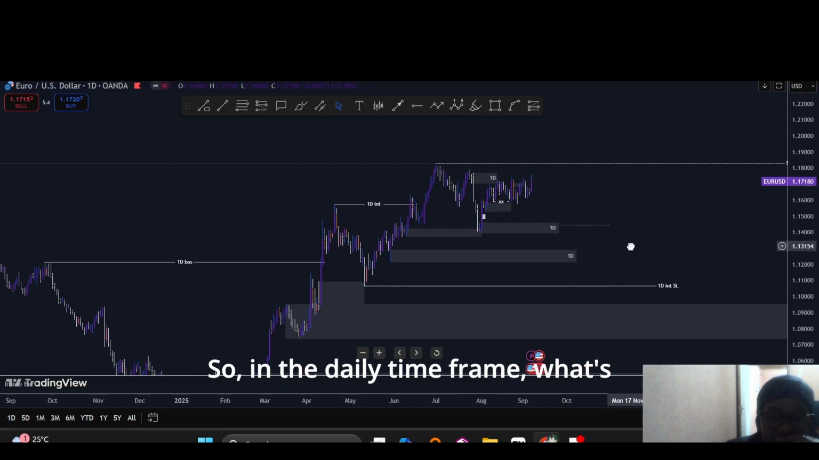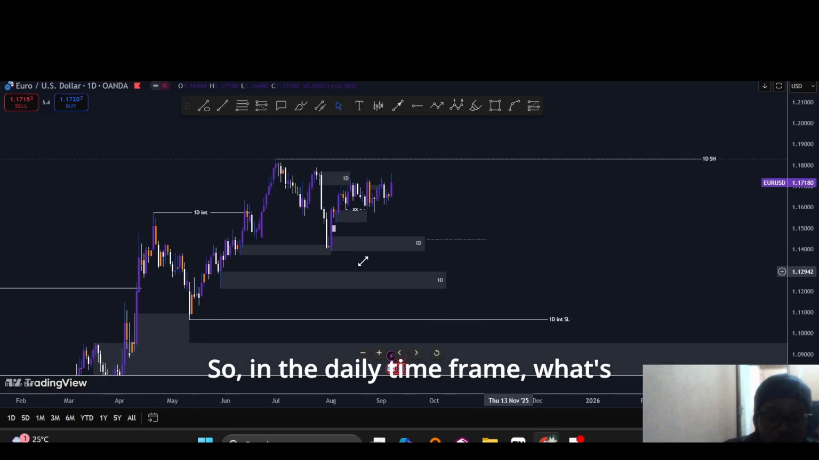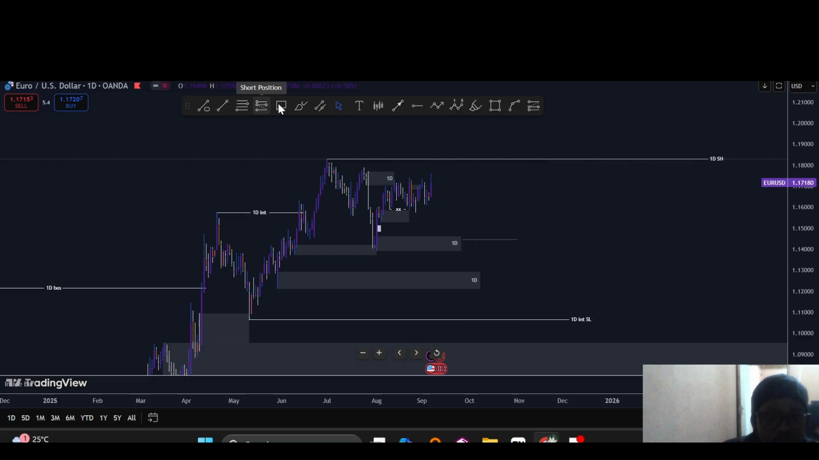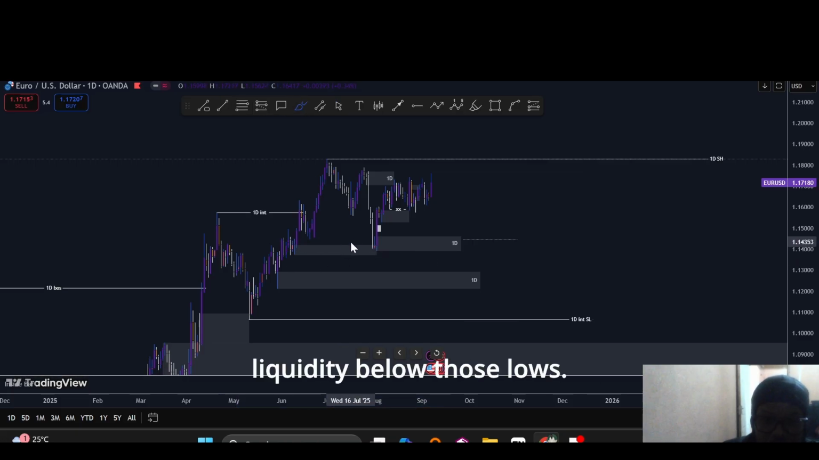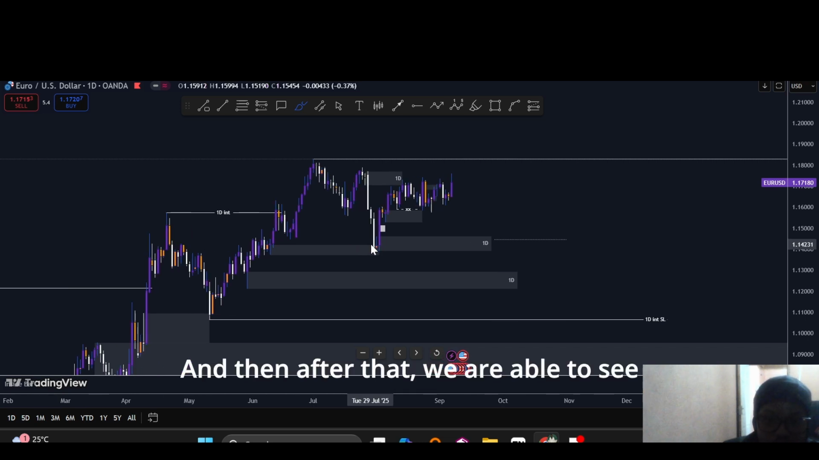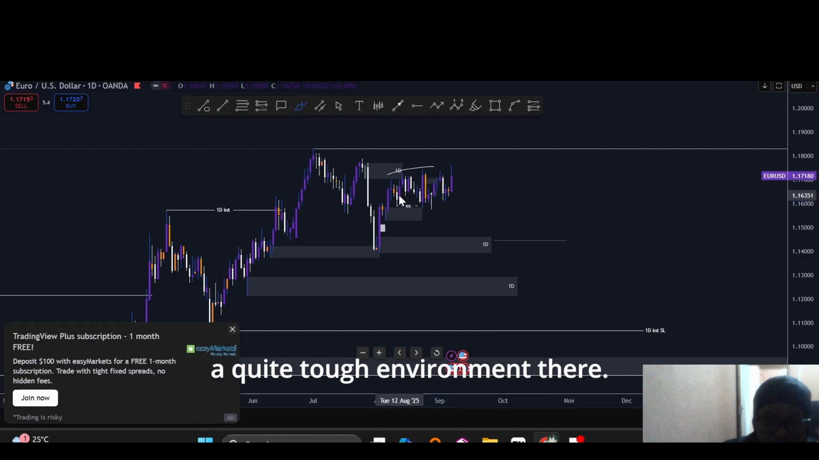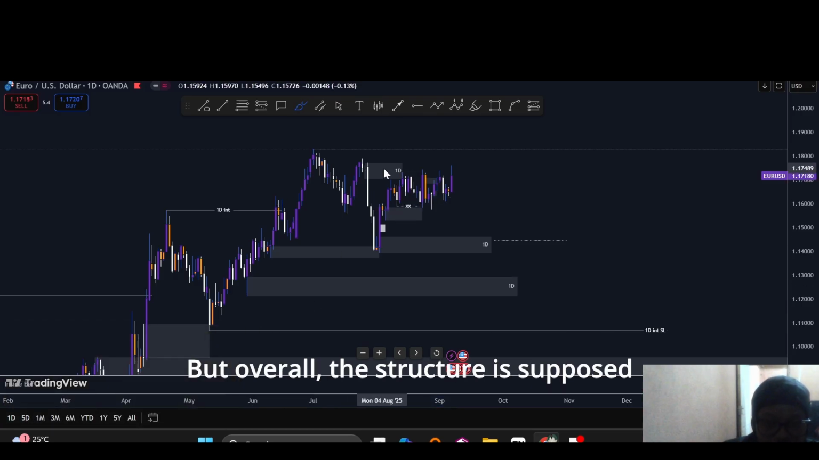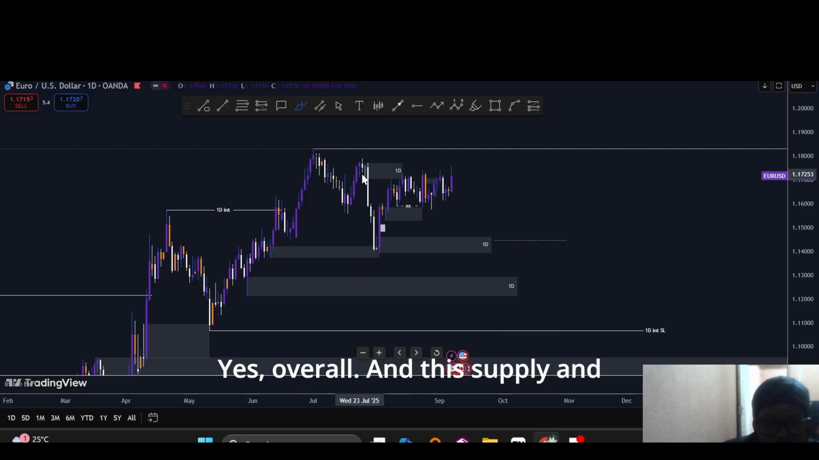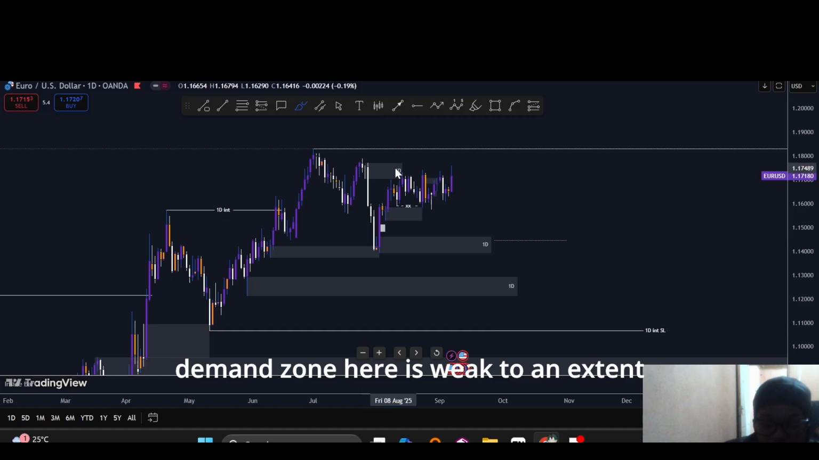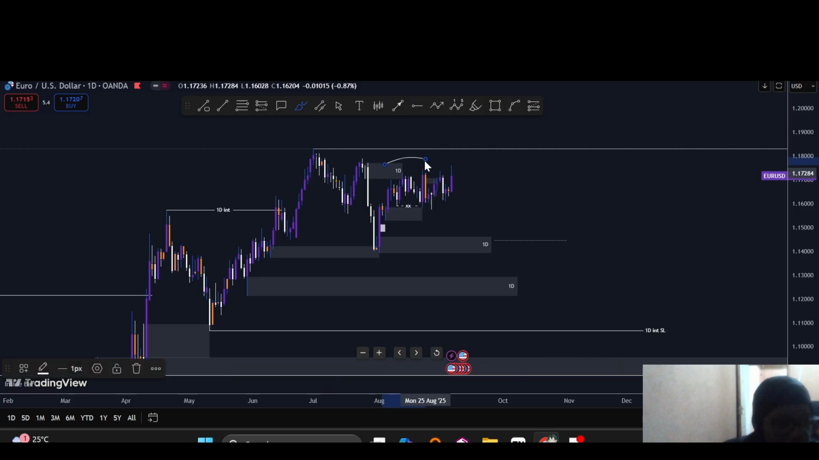Okay, what is going on? So in the daily time frame, what's going on in EURUSD? Price did come and mitigate a supply and demand zone that is there, swept liquidity below these lows, and after that we're able to see quite a tough environment there. But overall, the structure is supposed to be going to the upside. This supply and demand zone here is weak to an extent, since it didn't really break this low, so probably it's going to be chopped.